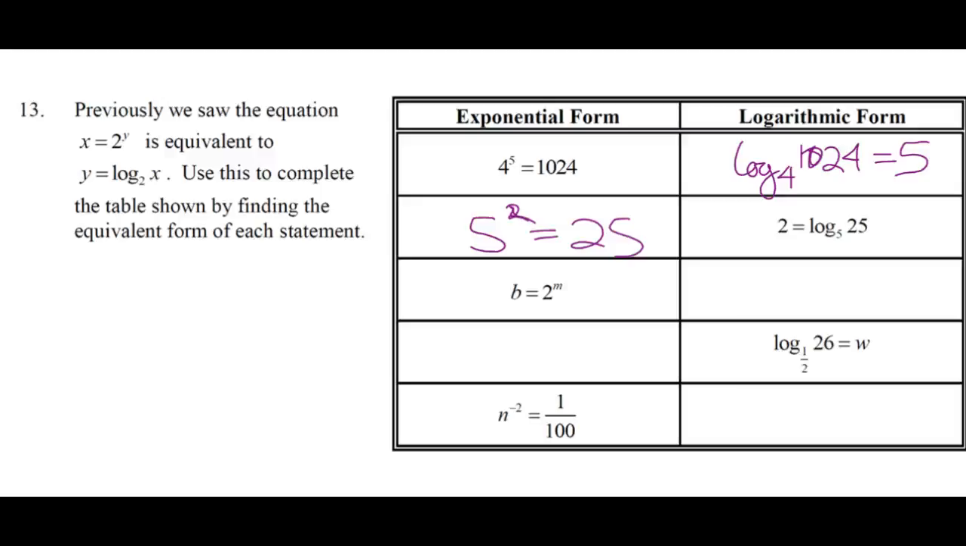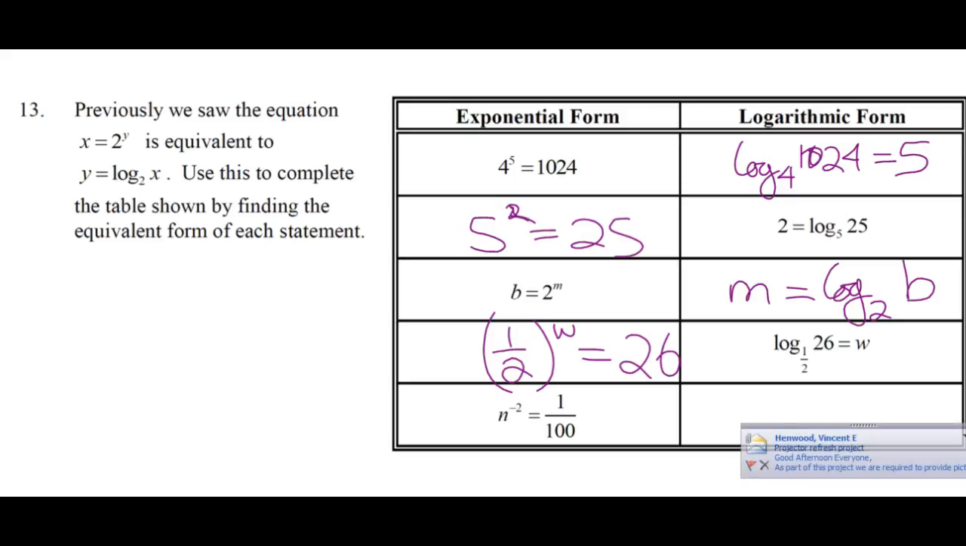b equals 2 to the m. M, the exponent, is equal to log, what's the base? Of b. And again, it works backwards. If you see this, you say 2 to the power of m is equal to b. You say 1/2 to the power of what is equal to 26? So 1/2 to the power, put that in brackets, is equal to 26. Not putting in brackets doesn't change your answer. It just makes you less likely to confuse yourself.